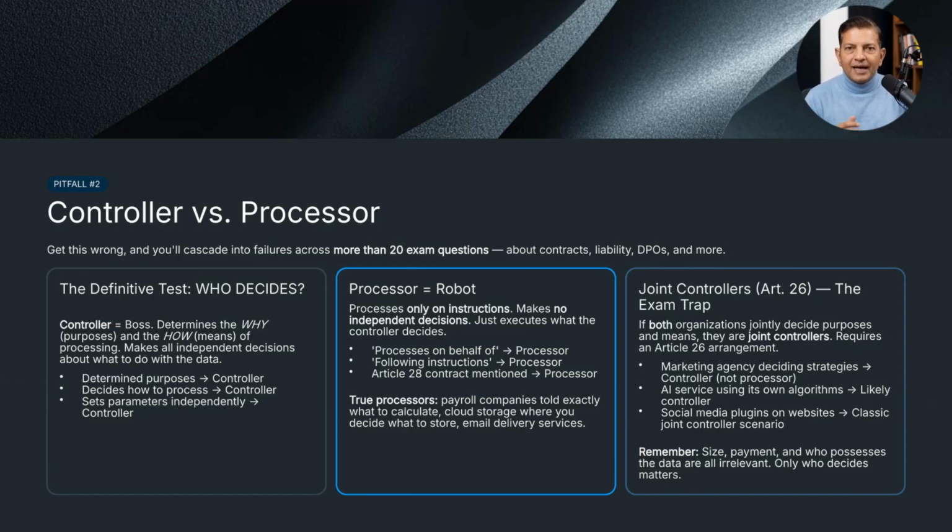Watch out for these exam tricks. Trick 1: size doesn't matter. A small vendor can be a controller if they make decisions. A large company can be a processor if they just follow instructions. Trick 2: payment doesn't determine the role. You can pay a controller for their services. Free services can be processors. Trick 3: one company can have multiple roles. They might be a processor for email hosting, but a controller for their own analytics on aggregate data.